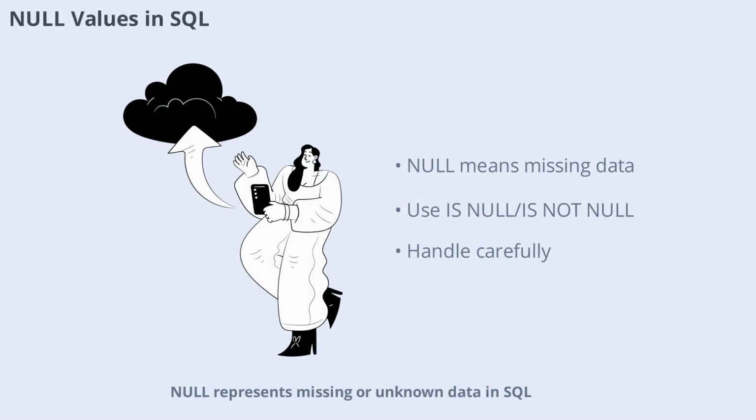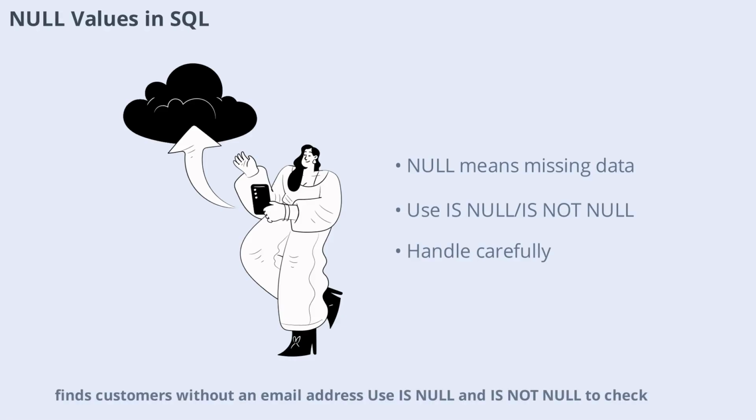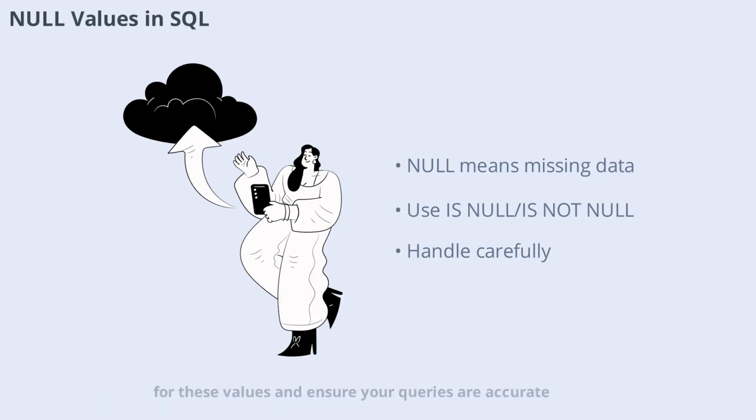NULL represents missing or unknown data in SQL. It's important to handle nulls carefully as they can affect your results. For example, SELECT * FROM customers WHERE email IS NULL finds customers without an email address. Use IS NULL and IS NOT NULL to check for these values and ensure your queries are accurate.